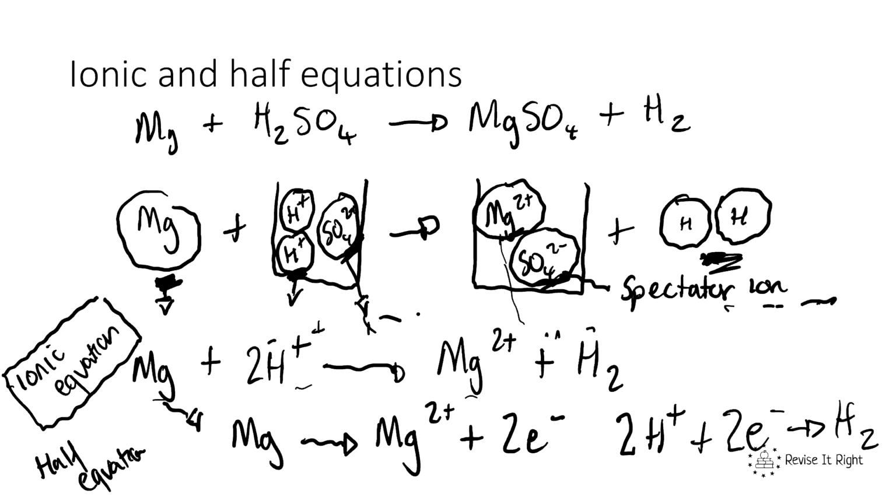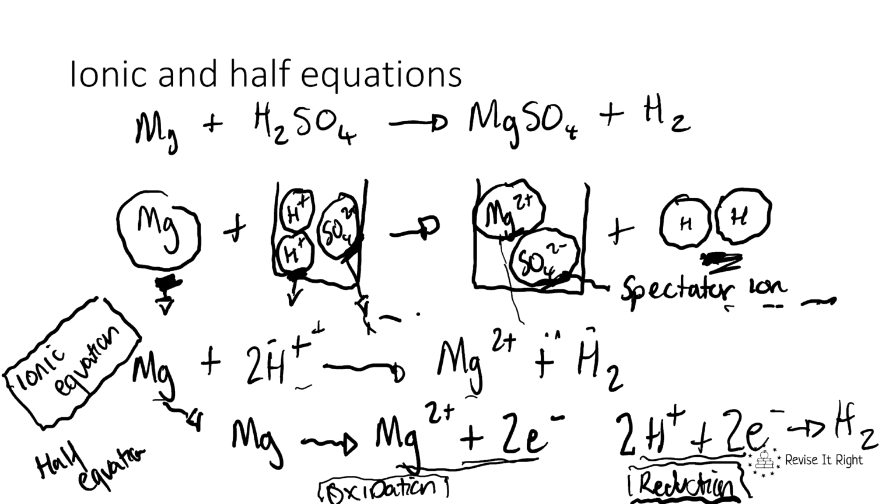Now, if you remember going back to what we were talking about earlier, because our magnesium has lost 2 electrons, we can call it an oxidation reaction. And because our hydrogen has gained 2 electrons, it is a reduction reaction. So here you can see that our displacement reactions are examples of redox reactions, because there is oxidation, i.e. loss of electrons, and reduction, there is gain of electrons.